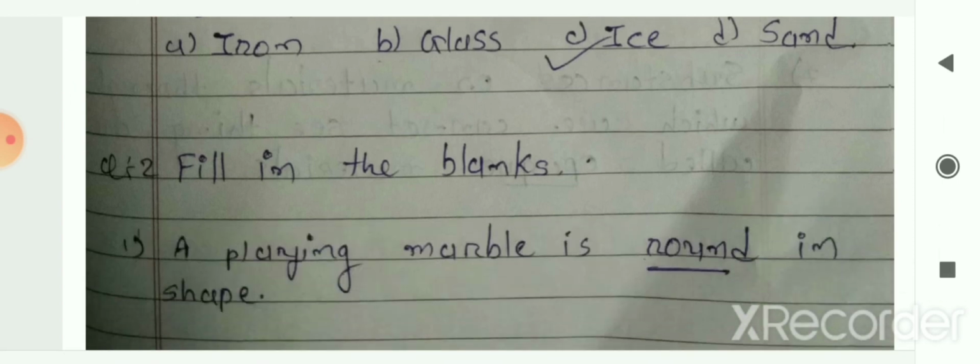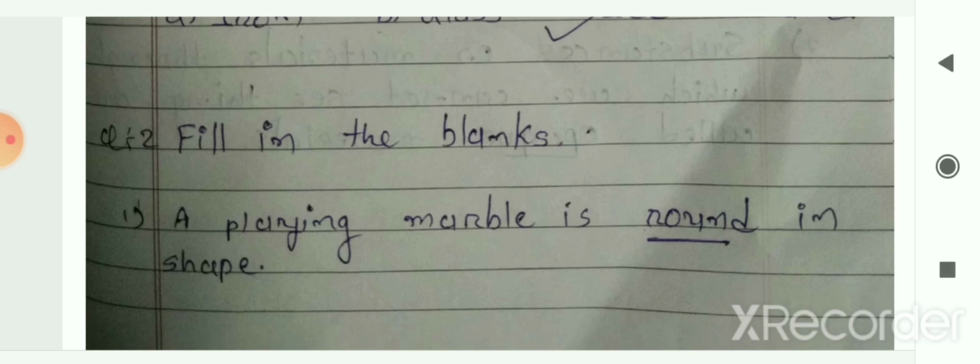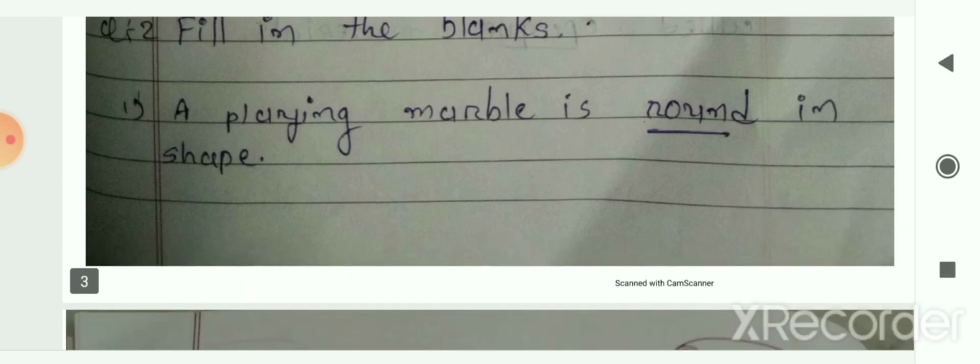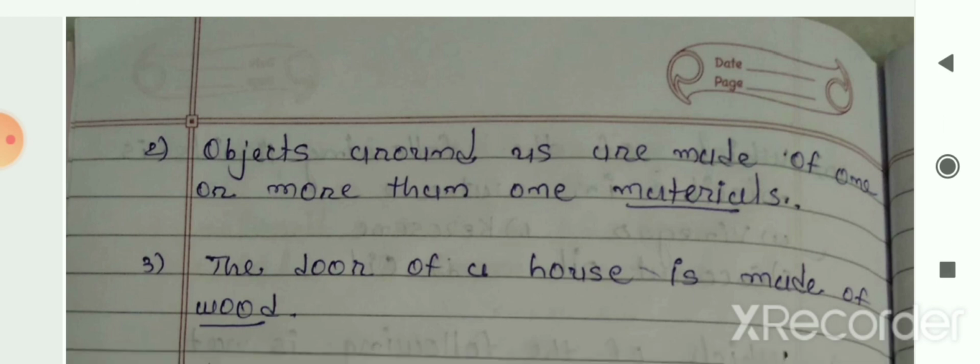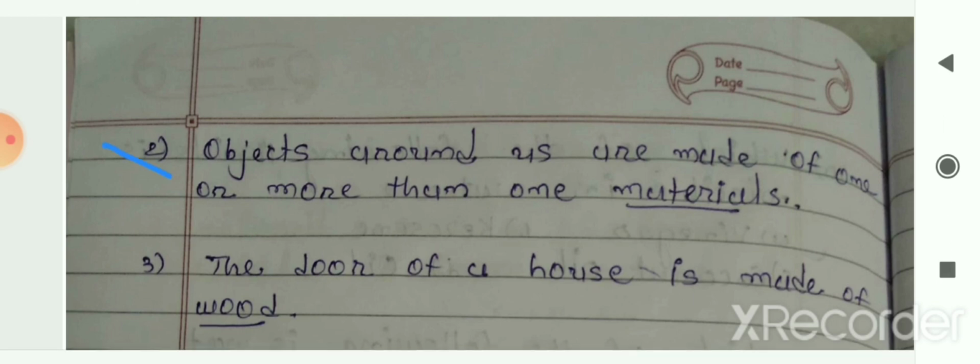Now next, question 2 is, fill in the blanks. The first blank is, a playing marble is blank in shape. As you already know, the playing marble is round in shape. So the correct answer is round. Next, objects around us are made of one or more than one blank. So the objects around us are made of one or more than one materials. So the correct answer is materials.